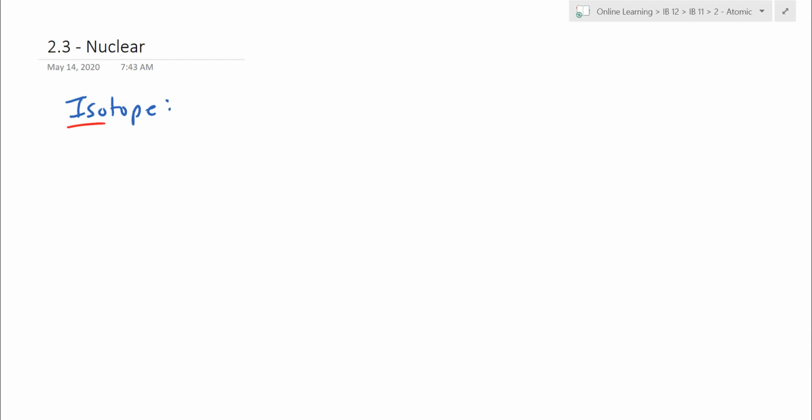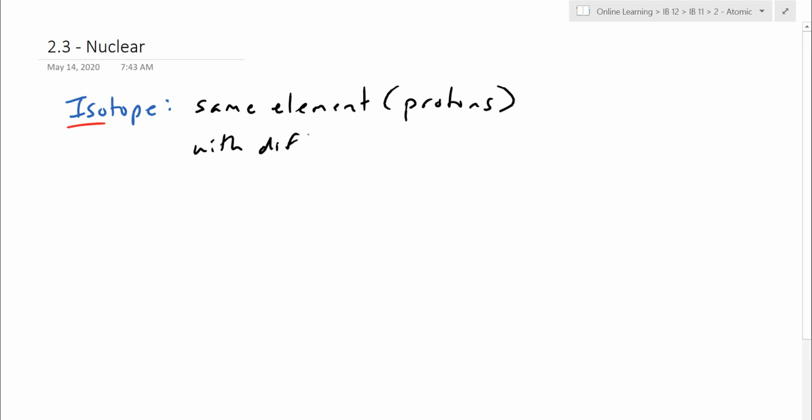So as you're defining this one here, isotopes of each other are exactly the same element. What is it that makes the element that type? Well, that means it's actually the same number of protons. That number can't change. But they are variations of each other. They are different in some way as well. For isotopes, they are the same element with different mass.